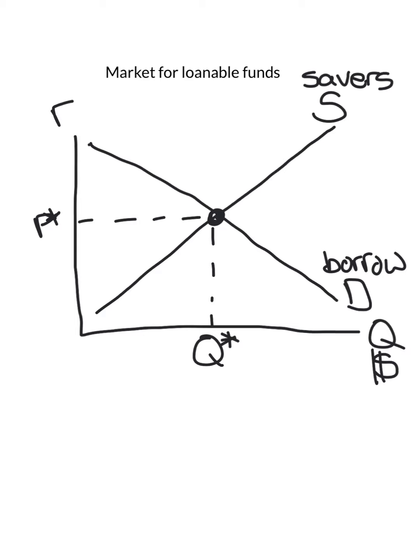Well, they start increasing the interest rate that they're going to offer to savers on their savings accounts, for instance. And so now we're going to see an increase in how many people want to save money. And so we'll have an increase in the quantity supplied of loanable funds.